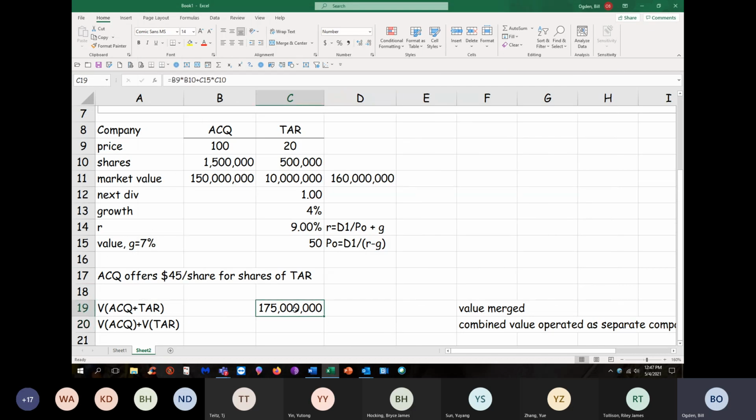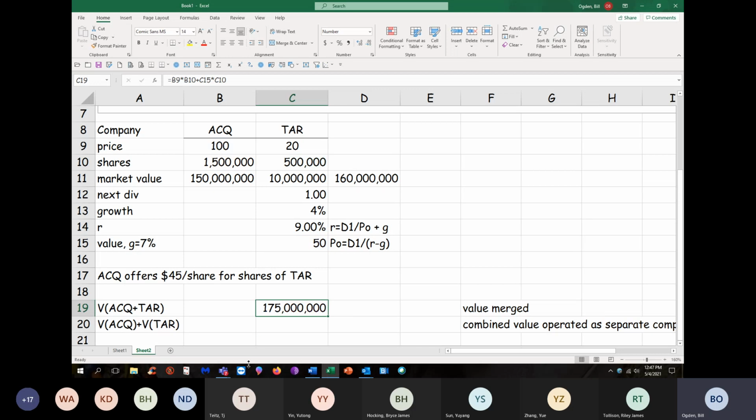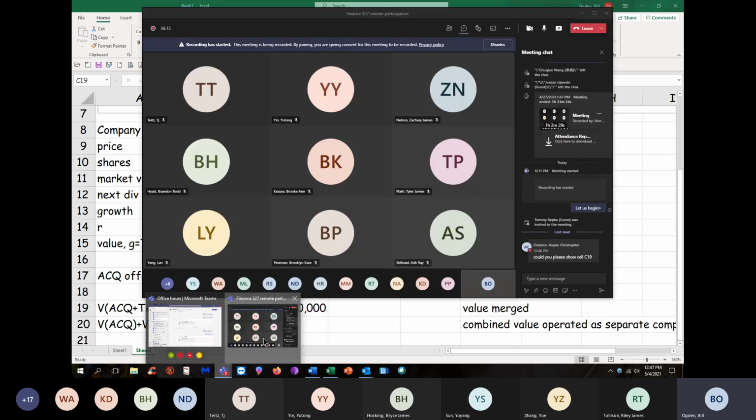C19, yes. Okay. Now this again is the value if they're merged. So if merged, TAR becomes worth $50 a share to ACQ. So just from ACQ's perspective only, not anybody else on the planet, they're worth $50 a share times 500,000 shares. Then they have their own 1 million and a half shares, which have a current price of $100 per share, giving us a total of 175 million. Is that what we wanted?